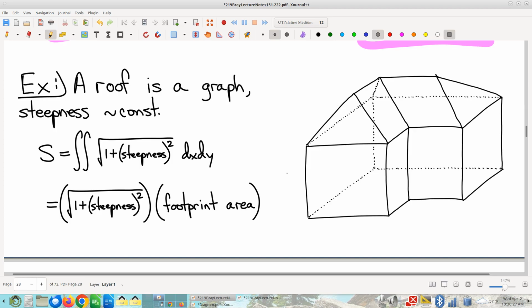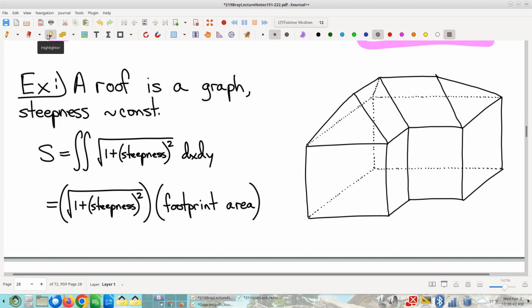What do you think? Everybody see that? It's a neat little calculation. I encourage everybody to be prepared to do that in a few years, again, whenever you have to put a roof on a house. And moving along.